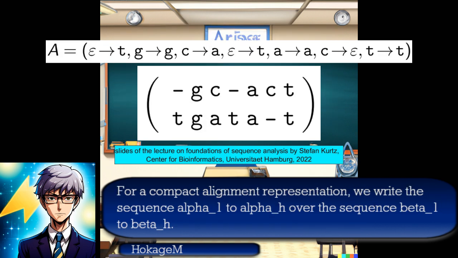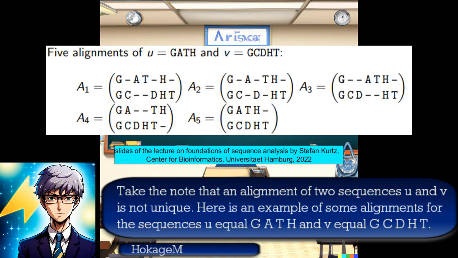For a compact alignment representation, we write the sequence alpha 1 to alpha H over the sequence beta 1 to beta H. Take note that an alignment of two sequences U and V is not unique. Here is an example of some alignments for the sequences U equal GATH and V equal GCDHT.